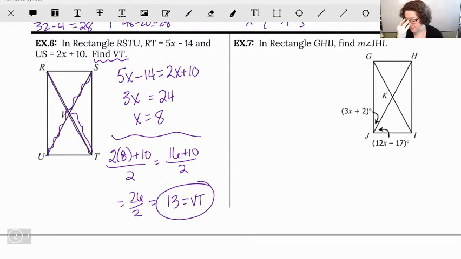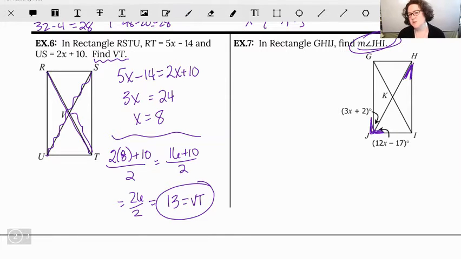Alrighty, example 7. So I have 2 angles marking in the corner. But what do I know about the corners in a rectangle? All the corner angles are always going to be 90. So all I need to do is add those 2 angles up and solve for x. Now, before I do that, let's read the question. So in rectangle GHIJ, find the measure of angle GHI.